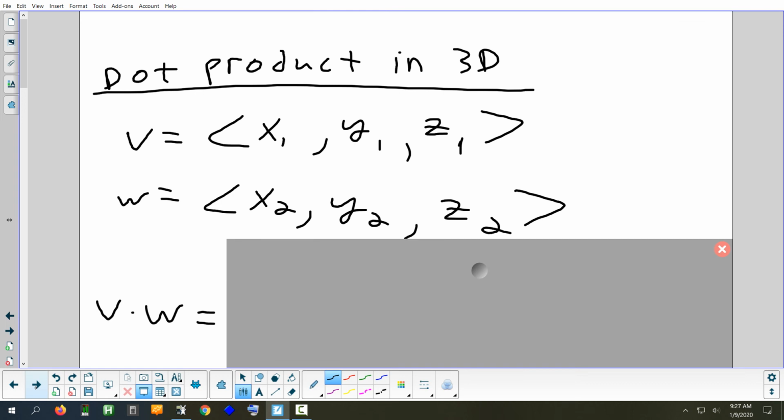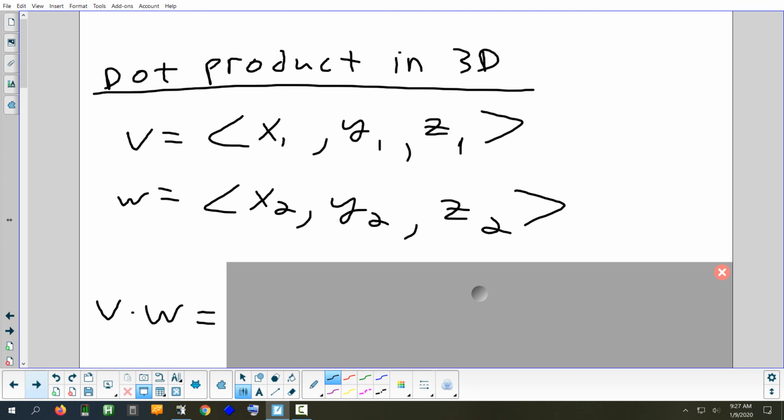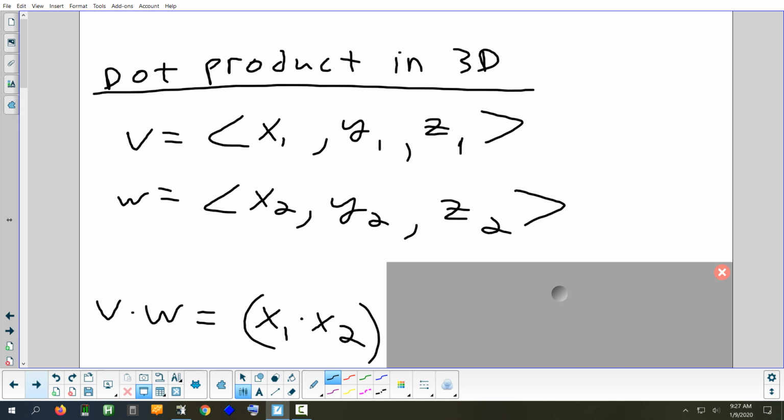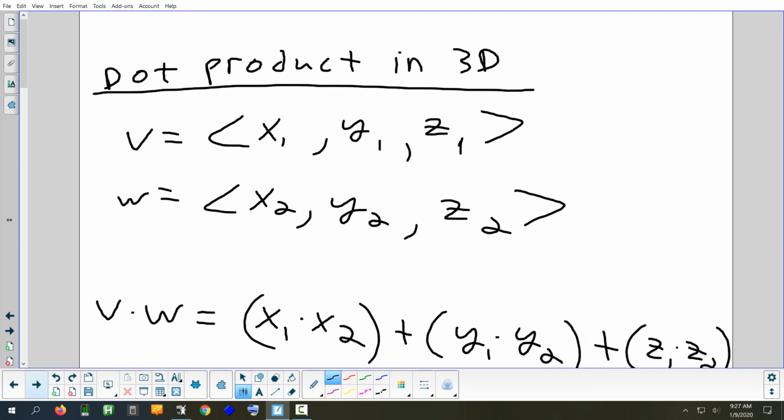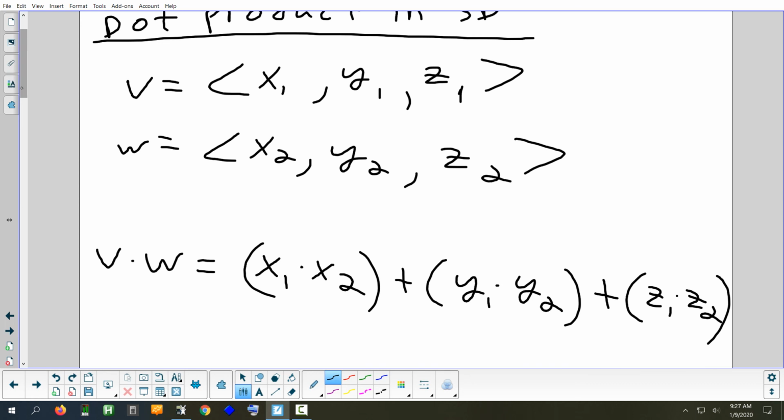You could put boxes or parentheses, and then what would go inside your first two parentheses? It would be x1 times x2, plus y1 times y2. That's how we did it in 2D. Now extend it to 3D. Plus z1 times z2. Yep. So you have to multiply three things together, you're going to get those three answers, and then you're going to add them all up. And that's your dot product in 3D.